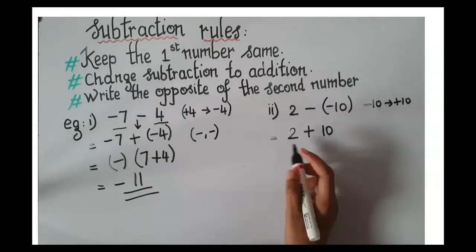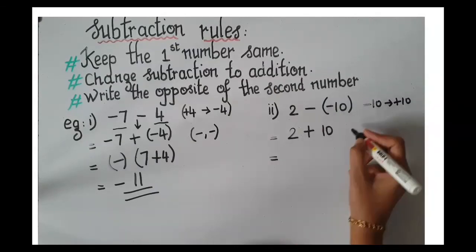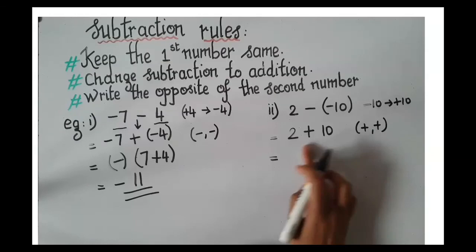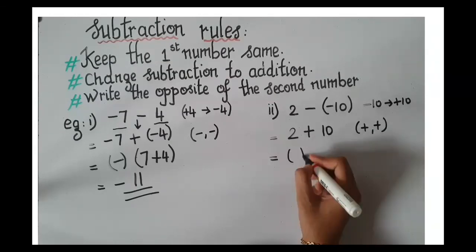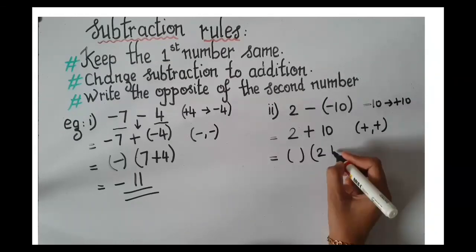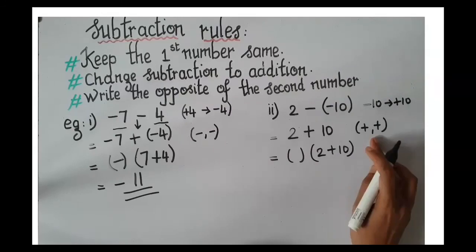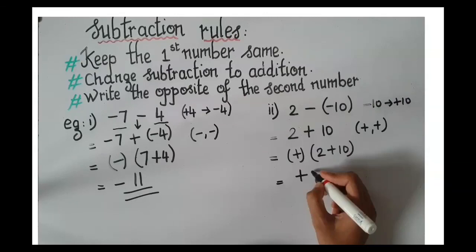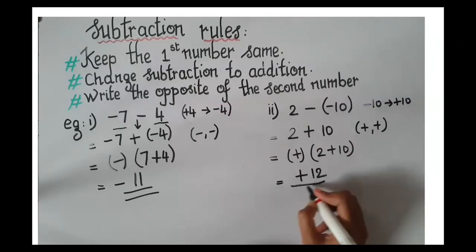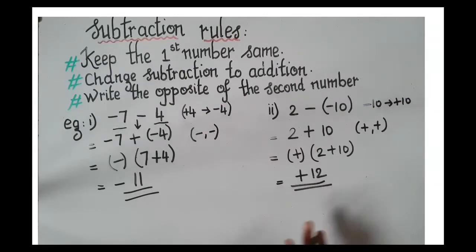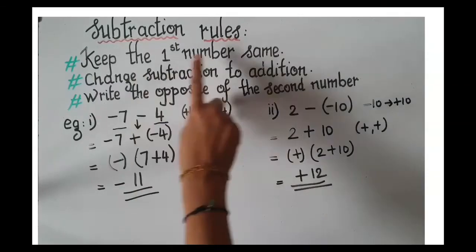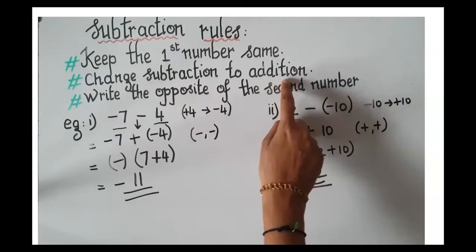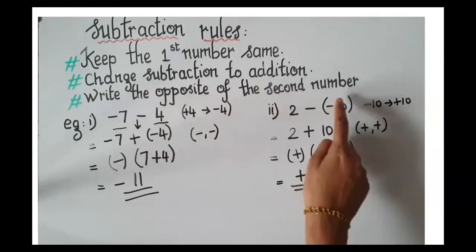So 2 plus 10, again plus plus we have for addition rules here. Whenever we have same signs, we add the numbers, correct? So that is the first thing we are going to do, 2 plus 10, and put that same sign. So what is my answer? Plus 12. Okay, I hope you all have followed both the examples. See the rules. Keep it, change it, opposite it.